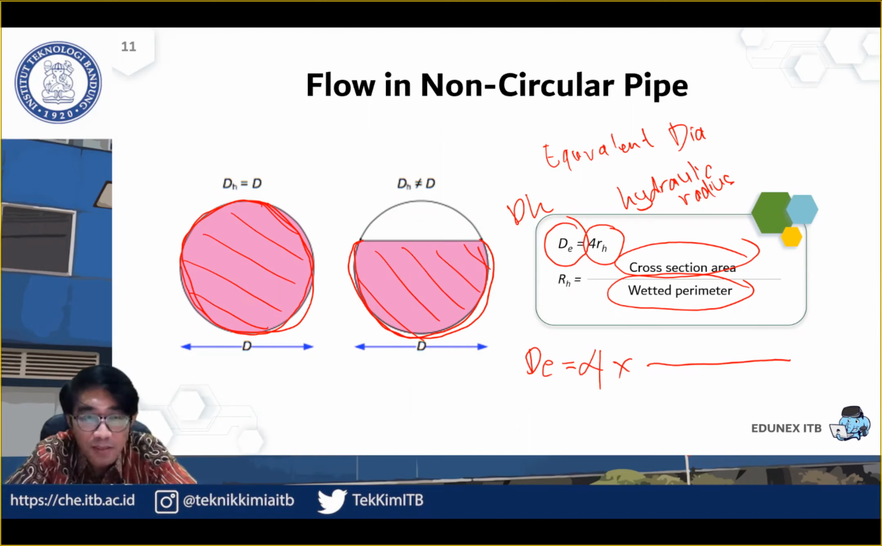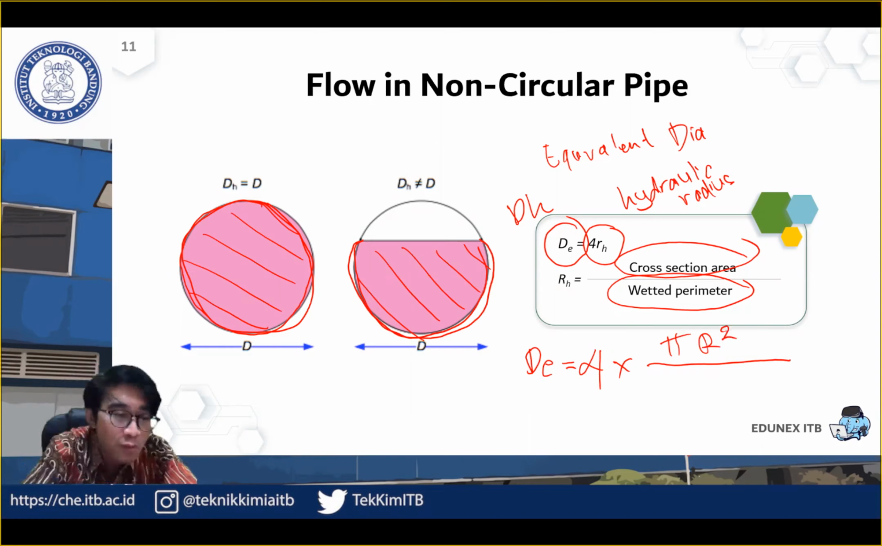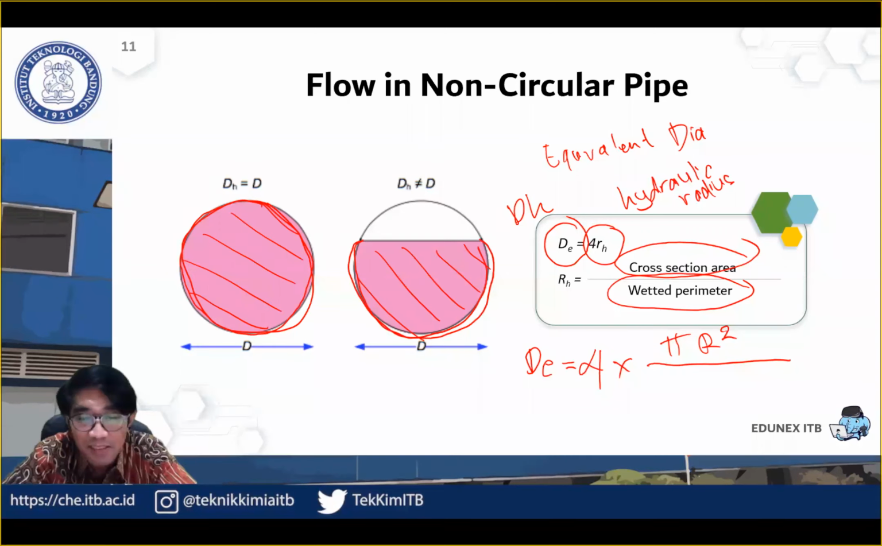Do you still remember? It's pi r squared, sir? Yes, pi r squared. Okay, how about the weighted perimeter? How about the circumference of the circle? Keliling lingkaran, pakai r, ya. Kalau tadi luasnya sudah pakai r, keliling pakai r juga. What will be the formula? 2 pi r.